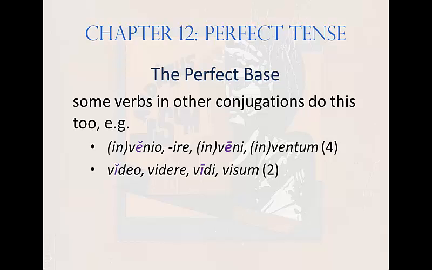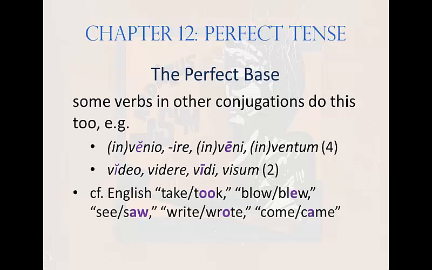But vowel lengthening to form the perfect base is not the sole province of third and third IO conjugations. Verbs like venio and its compound invenio do the same. Venio, venire, veni, ventum. In second conjugation, video also follows this pattern. Video, videre, vidi, visum. As part of the Indo-European heritage we share with Latin, some English verbs demonstrate the same characteristic. Compare English present and past tense forms like take, took, blow, blew, see, saw, write, wrote, come, came. All of them very common and regularly used forms.